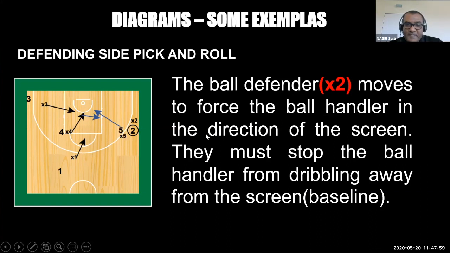In this situation we have the X1 come to help in the middle, the X4 comes to change our position and give force to close the 5, and the X3 comes to the split line zone to control the 3 and the 4, using the parabolic vision. And they must stop the ball handler dribbling away from the screen. We continue on the baseline, so there is no space to go to the basket.